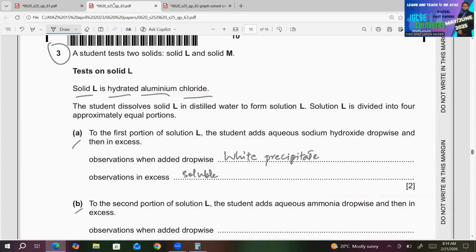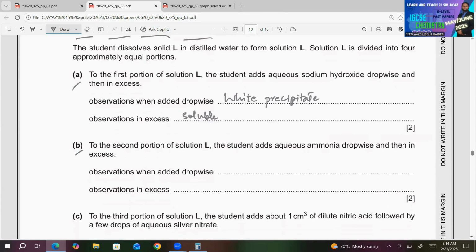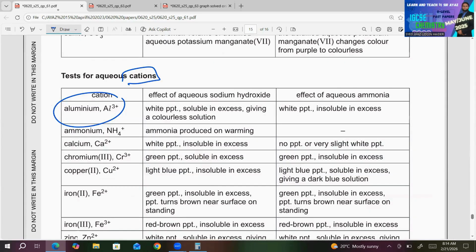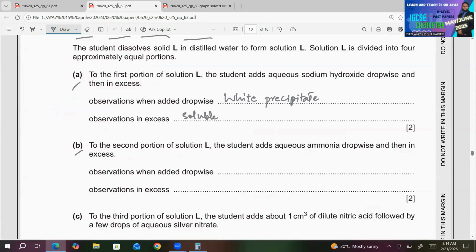Part B. To the second portion of solution L, the student adds aqueous ammonia dropwise and then in excess. Observations when added dropwise, then observation in excess. If you look at this, there will be a white precipitate, which is insoluble in excess. So you write white precipitate. Observation in excess, we will write insoluble. This will be insoluble in excess, or you can even write no change.